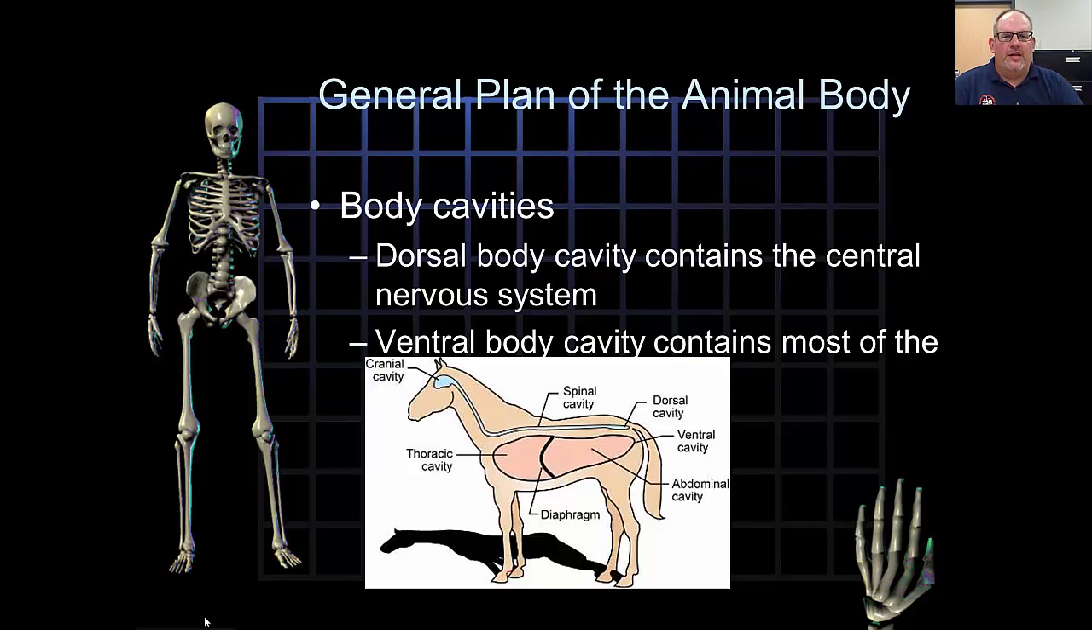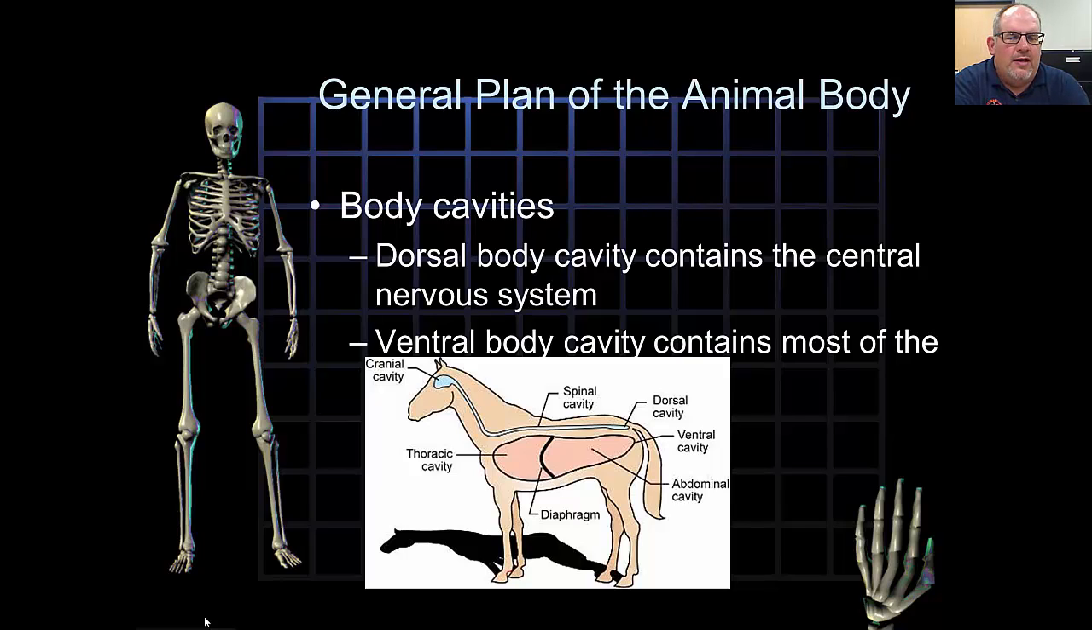Some general plan of the overall body is one thing to know about, and that is body cavities. When we look at body cavities, there are two of these cavities, and the first one is what we call the dorsal body cavity, and that's because it's towards the back. The dorsal cavity is going to hold the brain and spinal cord. So it's pretty much in the skull and runs down the spinal cord, and that's all it does: the dorsal cavity holds the brain and spinal cord.